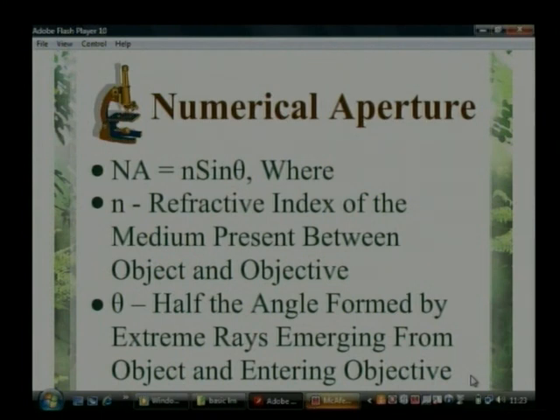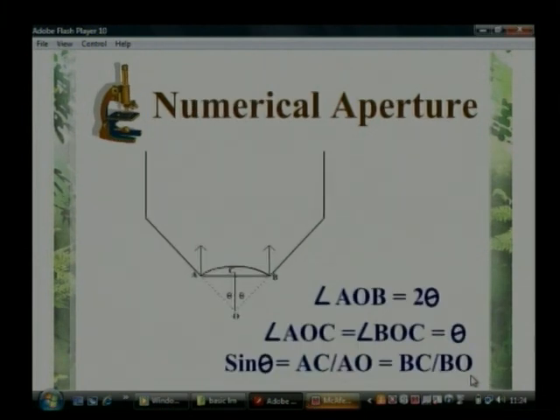So, the numerical aperture is formulated as n sin theta, where n is the refractive index of the medium which is lying between the object and the objective, and theta is actually half of the angle which is formed by the extreme rays emerging from the object and entering the objective, as the next animation will tell us.